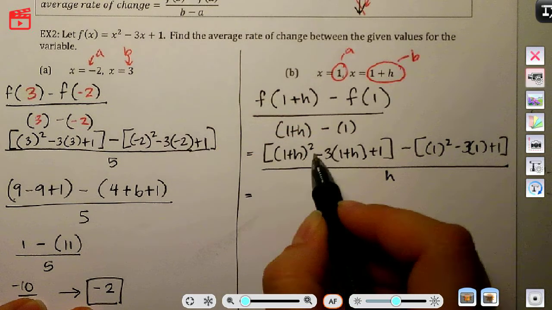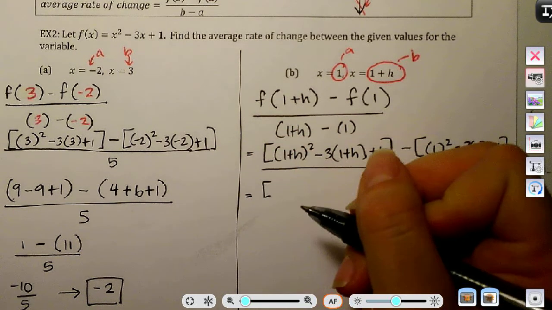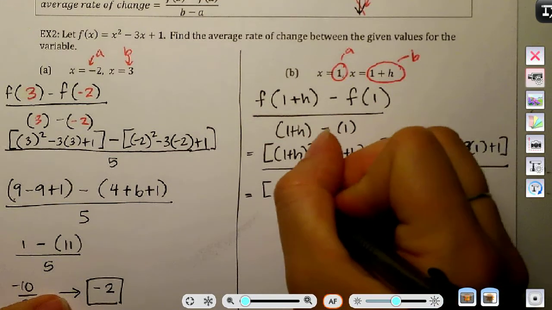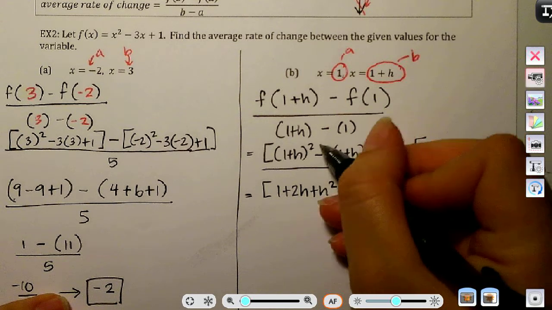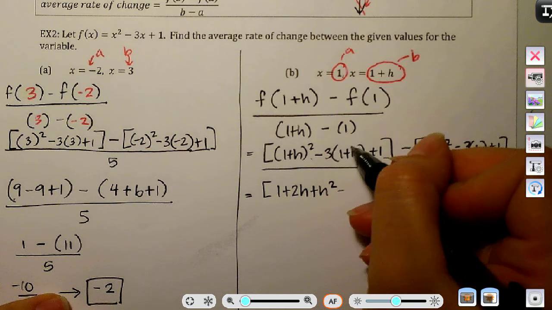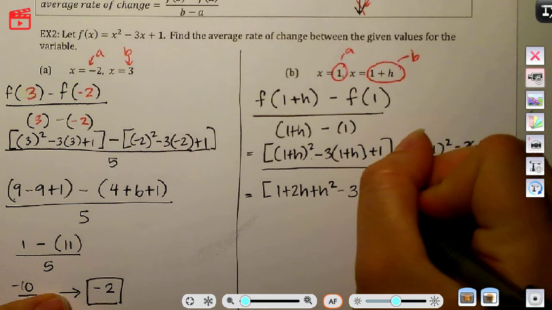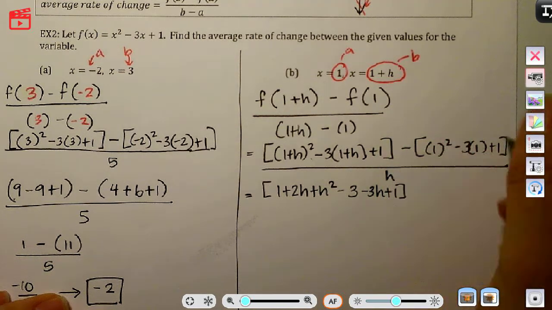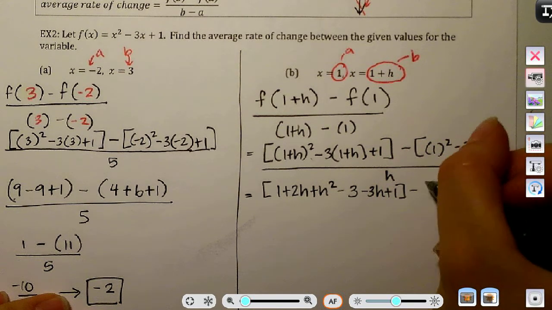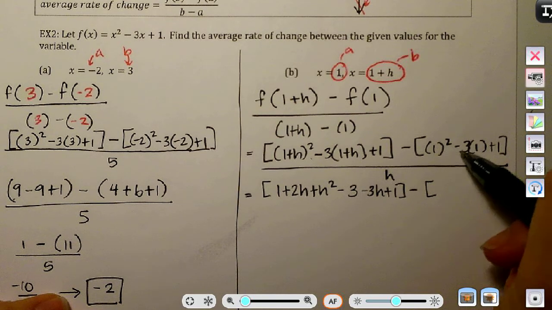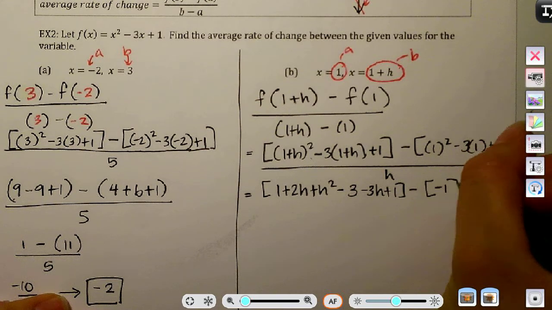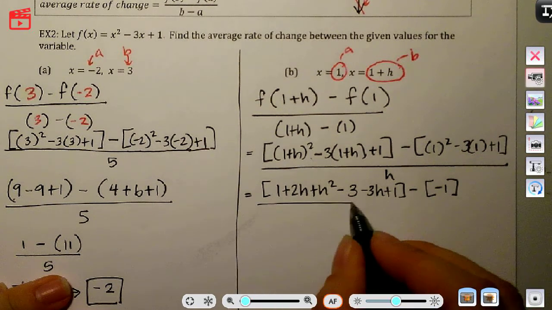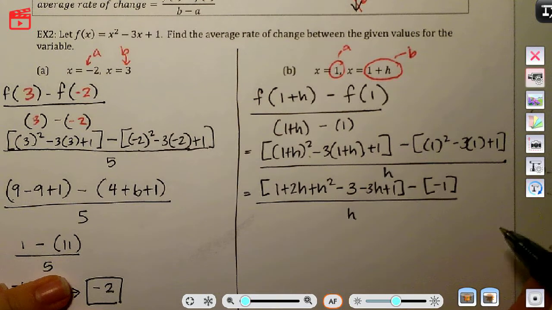Okay, so we're going to have to FOIL this out on the top there, so that 1 plus h is going to be 1 plus 2h plus h squared minus, let's do the distribution of this one here, 3 minus 3h plus 1. And then simplifying this one out, that's going to be 1 minus 3 plus 1. So 1 minus 3 is going to be minus 2, plus 1 is going to be negative 1. All over h.